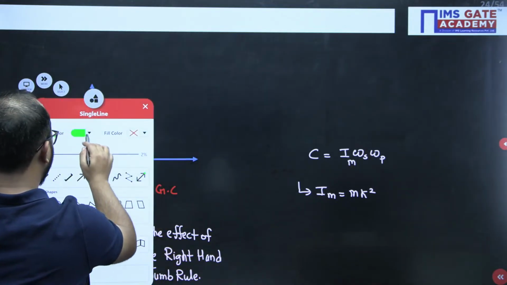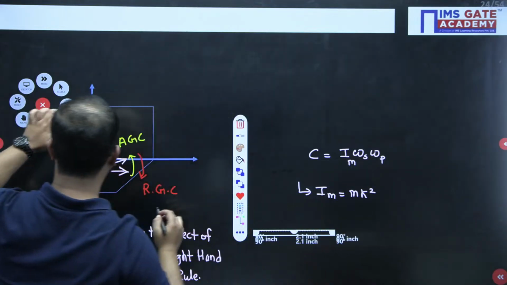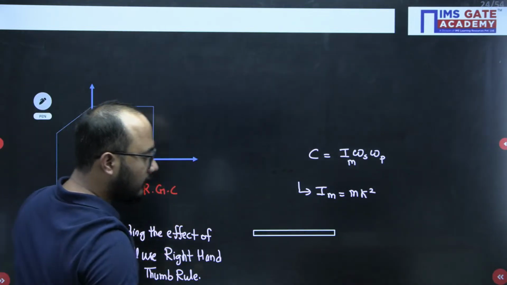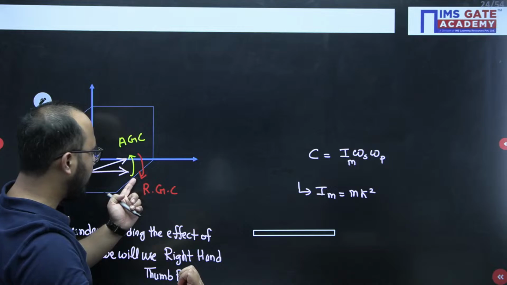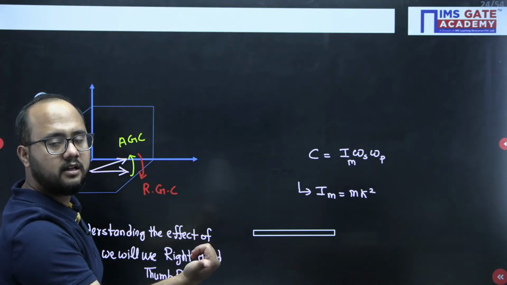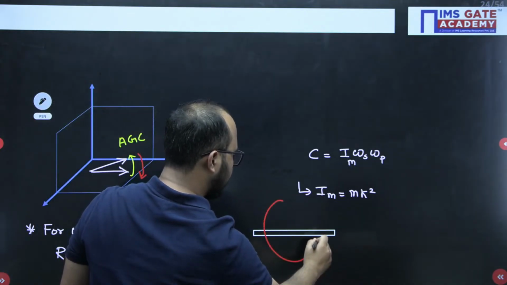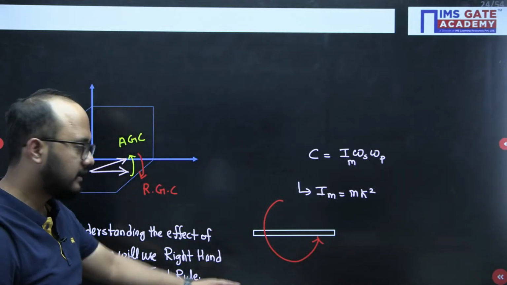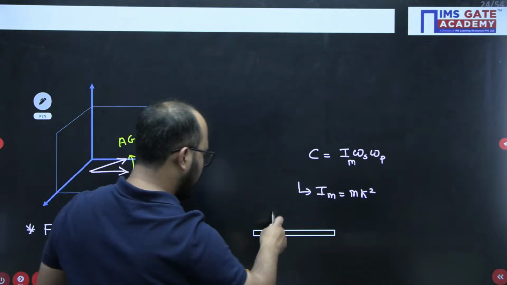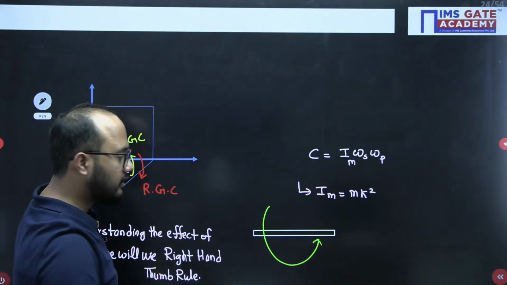So this is the effect of RGC. Now you can understand very easily the effect of RGC. In the arrow we will keep my thumb, and how the fingers are curled will tell us the couple direction, anti-clockwise from the front, like this. This kind of couple is acting on the shaft. Now because of this couple, what will happen?